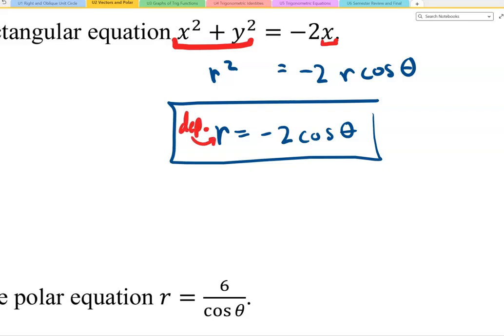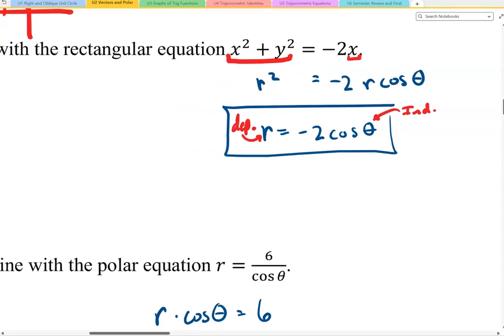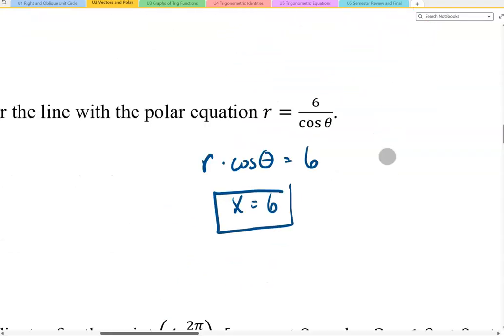So if r is our dependent, then that allows our theta to be the independent. And isolated here, we have r equals negative 2 cosine theta. So this shape here is a circle, and this equation here also produces the same circle.